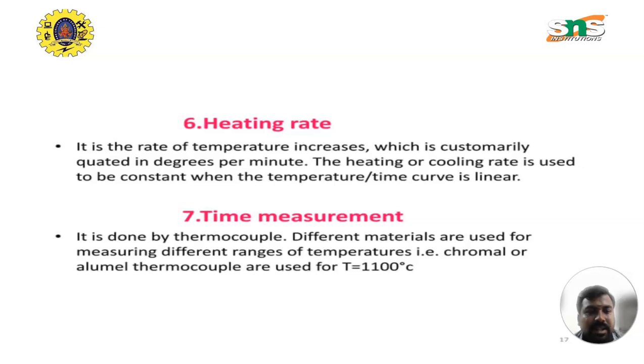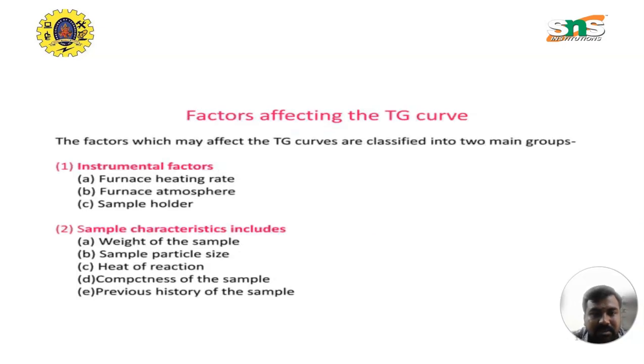Then heating rate. It is the rate of temperature increase which is customarily quantified in degrees per minute. The heating or cooling rate is said to be constant when the temperature time curve is linear. Then temperature measurement, it is done by thermocouple. Different materials are used for measuring the different ranges of temperature, such as chromel or alumel thermocouple are used for temperature up to 1100 degrees Celsius.